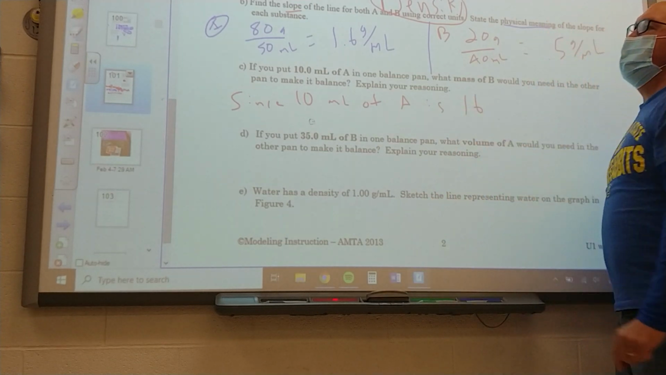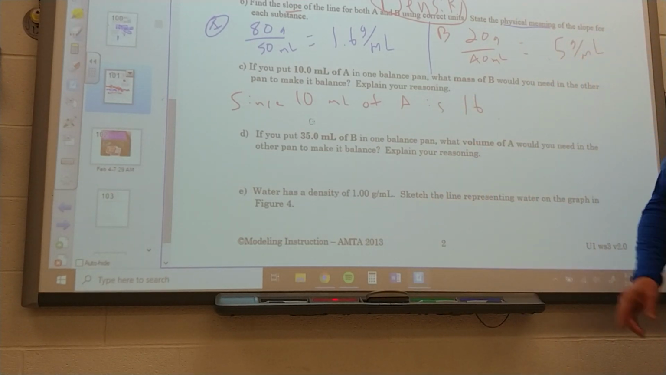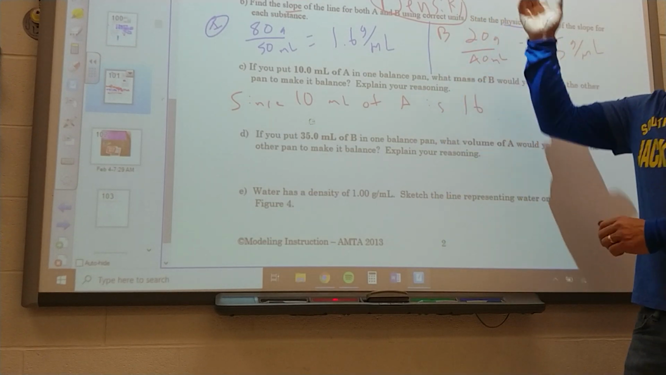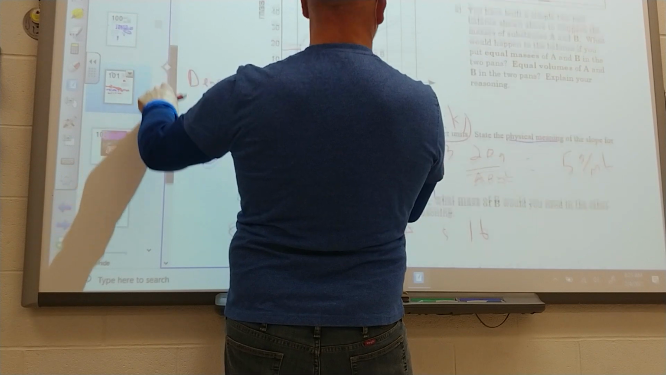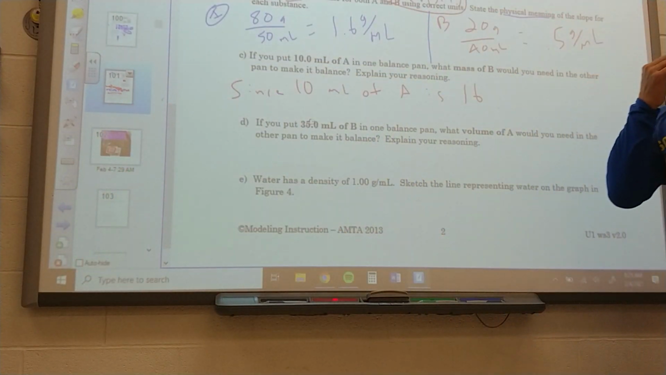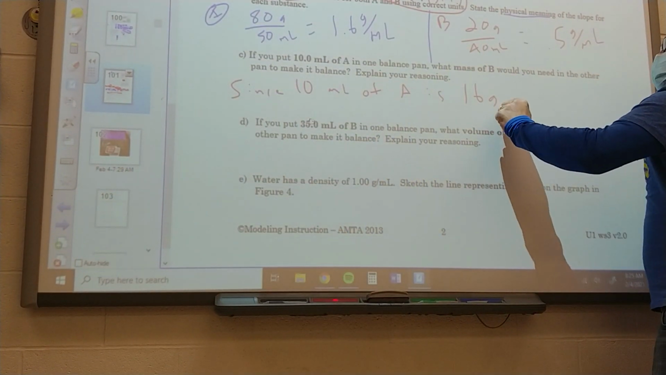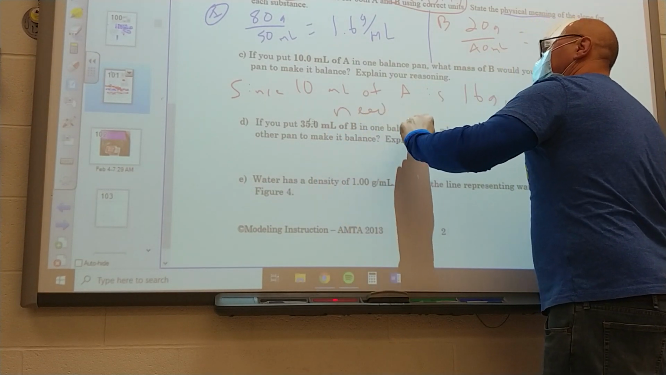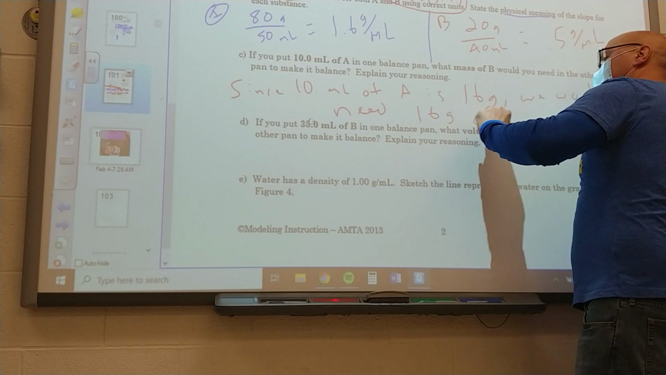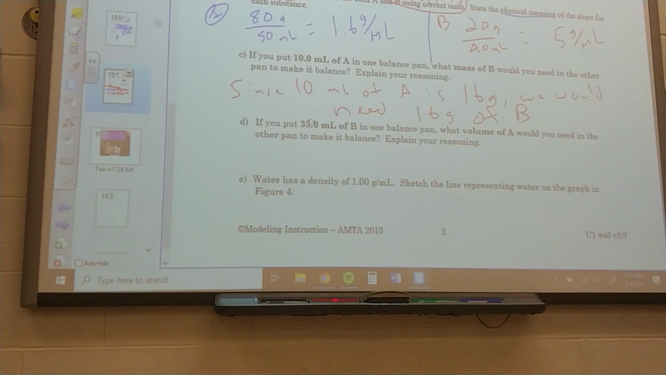I could have done this mathematically, but right now, I like the graph. It's about 16, it's about 17, but it is 16, I agree. If it is 16 grams, we would need 16 grams of B. And that's all we have to know, 16 grams of B. It's the next one that brings us to the next level.